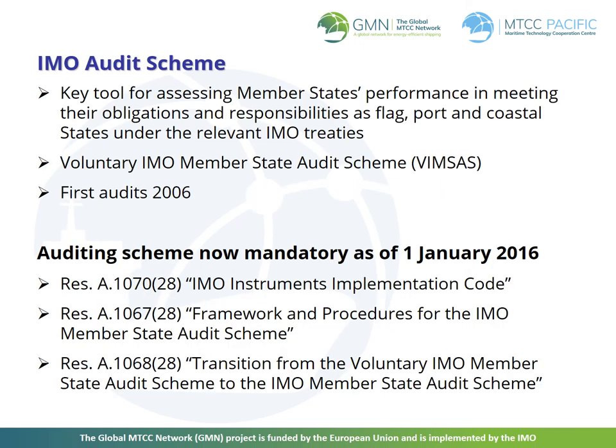The IMO Member State Audit Scheme is intended to provide an audited member state with a comprehensive and objective assessment of how effectively it administers and implements those mandatory IMO instruments which are covered by the scheme. The MSC, in May 2014, completed the legal framework for the implementation of the mandatory IMO audit scheme with the adoption of amendments to a number of treaties in order to make mandatory the use of the IMO Instruments Implementation Code and auditing of parties to these treaties.